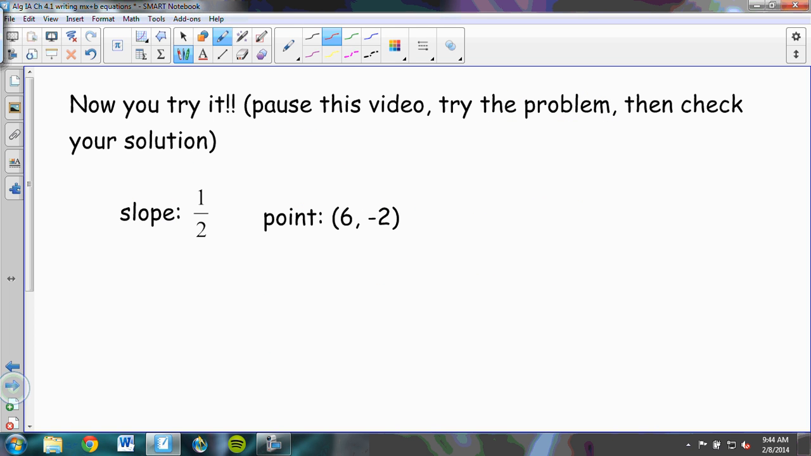On the next page, I'd like you to try this one on your own first. So I want you to pause the video, try the problem on your own, and then check your solution. So I'll wait here while you pause it. Okay, now you've unpaused it, we're going to get going. I have the equation, y equals mx plus b. The m value is 1/2, and this is an x, and this is a y. So y equals 1/2 x plus b.